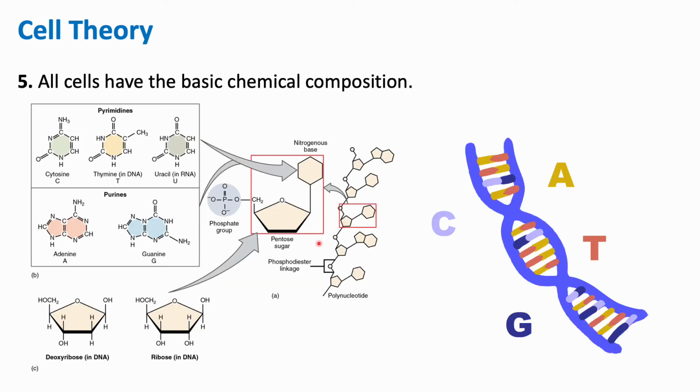The next postulate is that all cells have a basic chemical composition. Specifically, we are talking about the nucleotides in our DNA. Remember, we have A and G as our purines and C and T as our pyrimidines. A stands for adenine, G for guanine, T for thymine, and C for cytosine. All of these four nucleotides are found in all cells. They may be in different compositions because, remember, it's like the alphabet, right? We can have A, T, C, G, A, T. It can occur in a different way, in a different composition, but those letters will be the same in all cells.